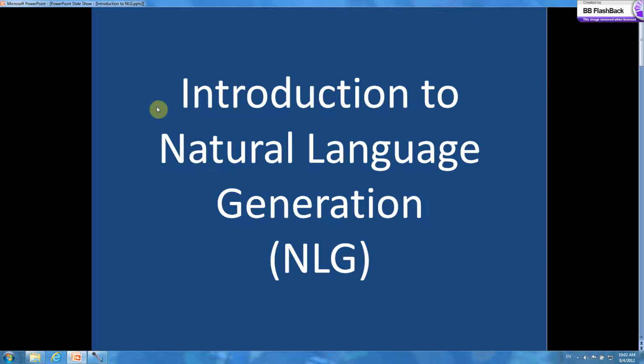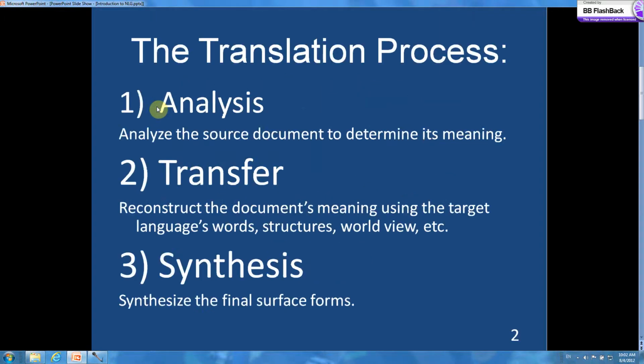And the reason they've been developing natural language generators is because there are so many difficulties associated with machine translation. So in this particular segment, I'd like to provide a brief comparison of machine translation and natural language generation. And in order to do that, I need to begin by reviewing the translation process.